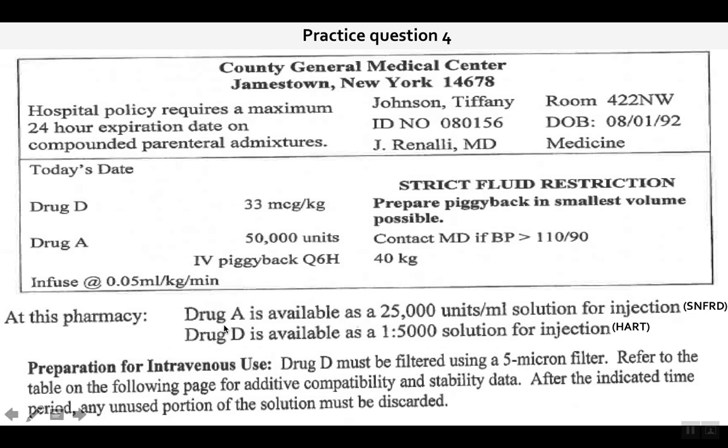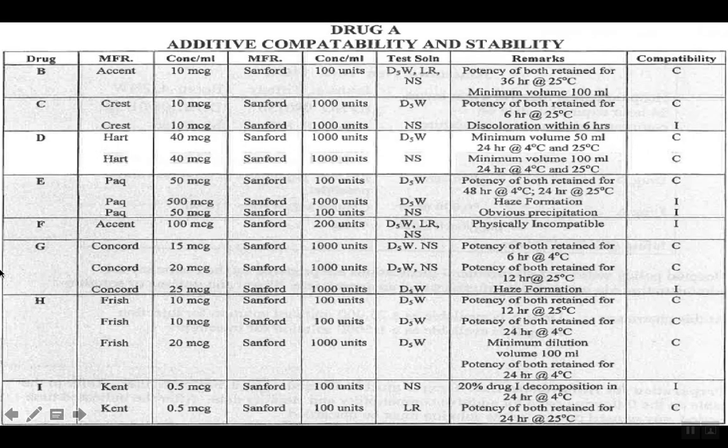Now please keep in mind that drug A and drug D are made by these manufacturers, which comes into play in this Trissel's chart as we could see here. So for drug D, we only have Hart, okay, for drug D. And for drug A, which is right here, we only have it as Sanford. All right. So the first thing you want to do is find out the concentration of the medication in the IV bag. So this is what the concentration means.